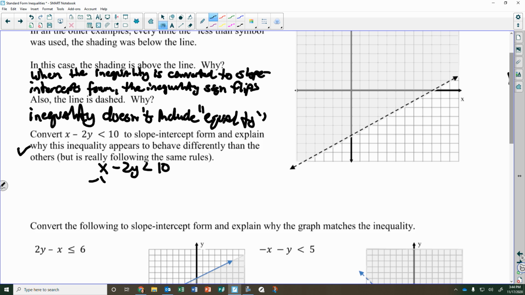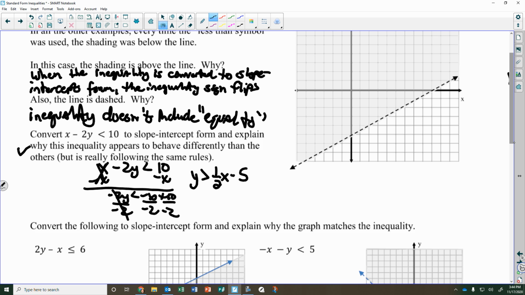So I got to move the x over. That goes away, and I'm left with minus 2y is less than negative x plus 10. Now, when I divide everything by negative 2, that becomes 1. But again, when I divide anything across an inequality that's negative, the inequality has to flip. And I'm left with positive 1/2 x minus 5.